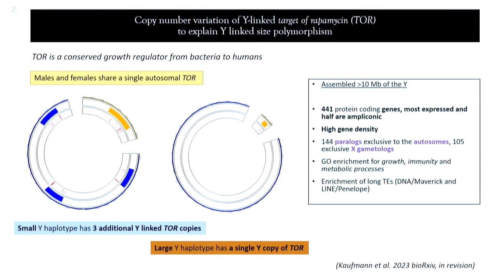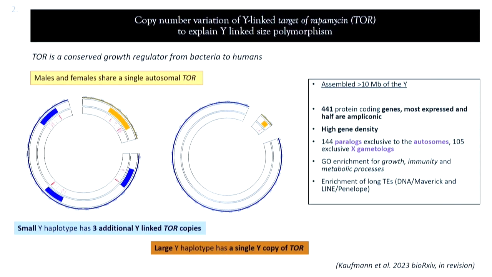In males we find it in the Y chromosome as well. This is supposed to show genomic links between the autosomal location in the 2 different haplotypes and how we find copy number variation in this Y-linked TOR gene, so that the males that have the haplotype that causes a small body size have 3 copies of this TOR on the Y chromosome, whereas the males with the large haplotype have only a single copy.